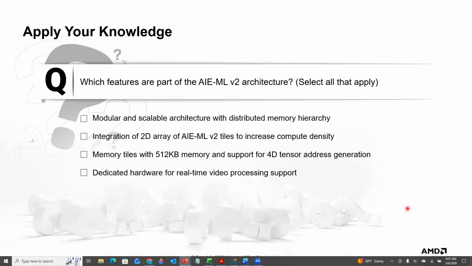So which features are part of the AI Engine ML V2 architecture? Modular scalable architecture with distributed memory? Yes. Integration of 2D array with tiles to increase compute density? Yep, sounds good. Memory tiles with 512K byte to support like a 4D tensor address generation? Yes. Everything except this last one. There's no dedicated hardware for real-time processing. That's part of the V2, but not the AI engine.